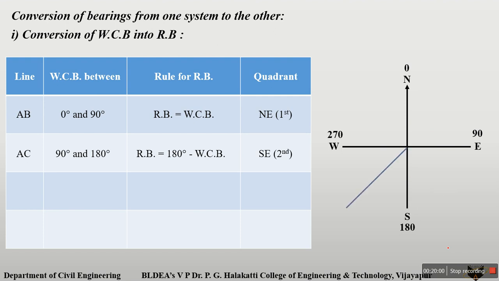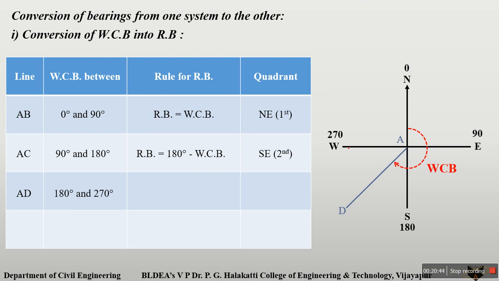Next, if there is a line present in the third quadrant, that line is AD. Whatever the angle of this line is, measured from the north direction in the clockwise direction towards this line, that is the whole circle bearing. Whatever the value of this whole circle bearing, it is between 180 degrees and 270 degrees. So we can write WCB is between 180 degrees and 270 degrees.